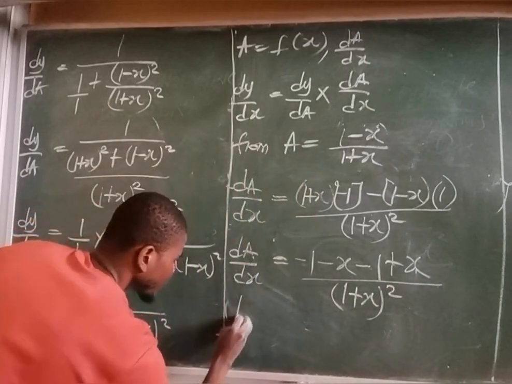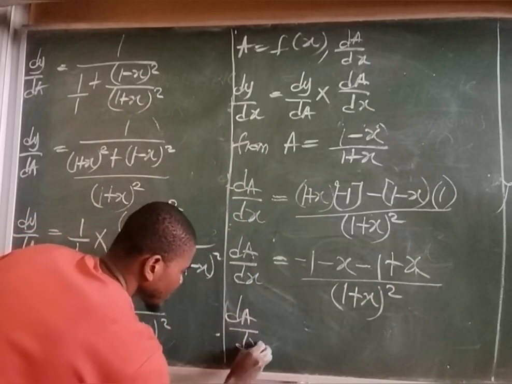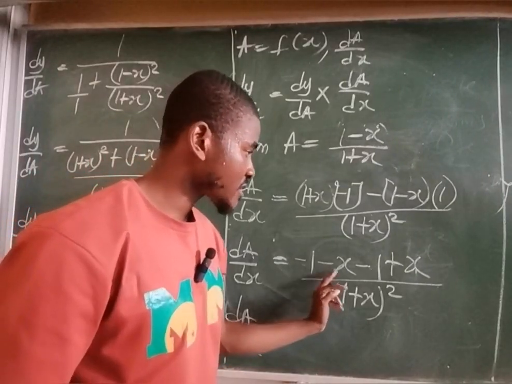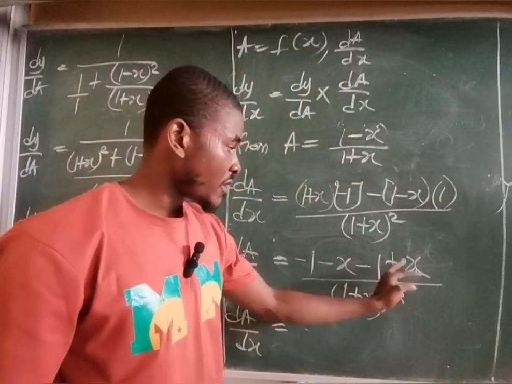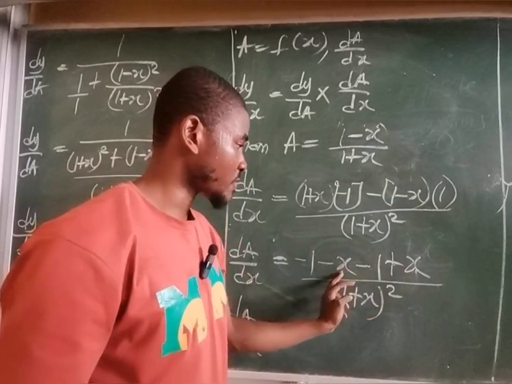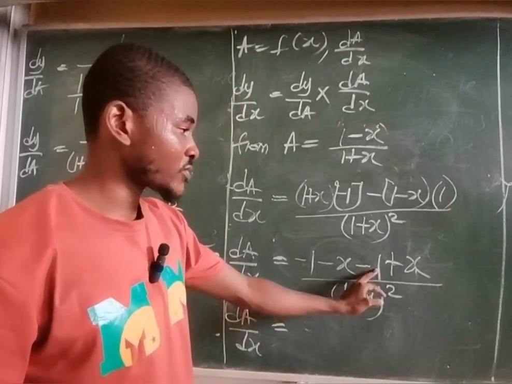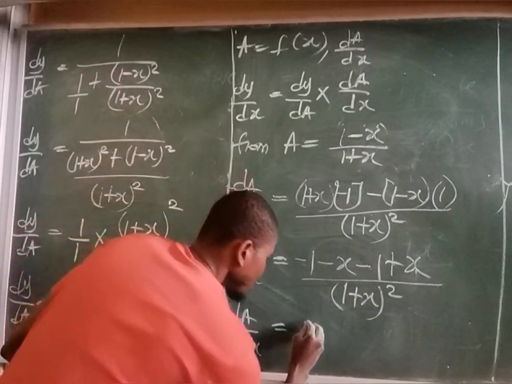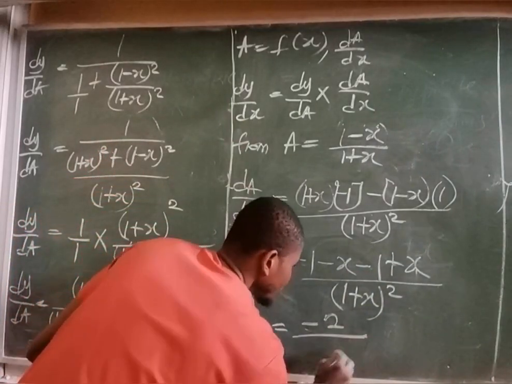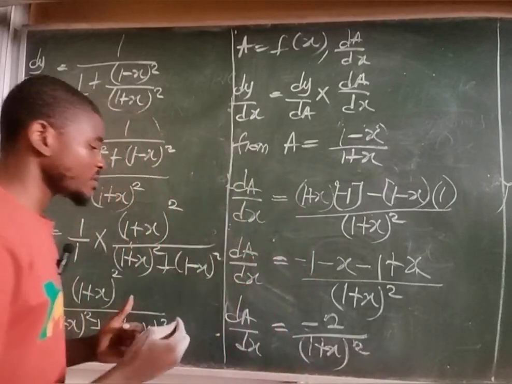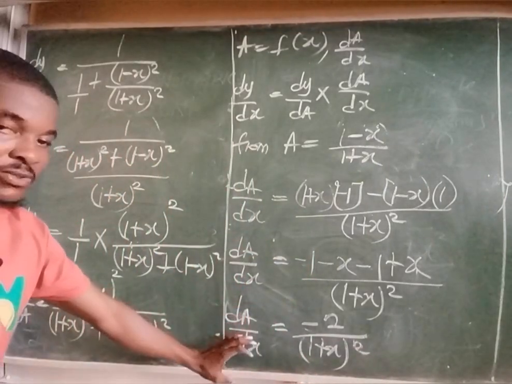So I will simply have da/dx to now be equal to, so from here I have minus x plus x, that's off. Minus plus is 0, minus x plus x is 0, so it's off. Minus 1 minus 1 here gives me minus 2. So this is actually minus 2 all over (1 plus x) all squared. So this gives me the derivative of a with respect to x.